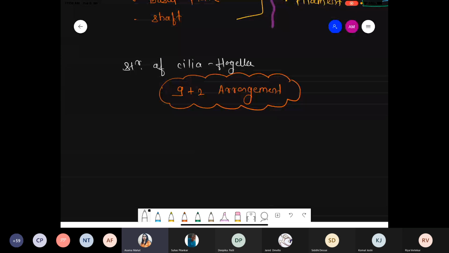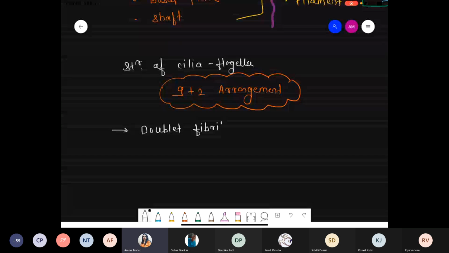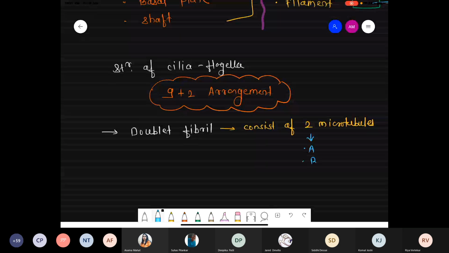Now at this point, we are talking about the presence of a doublet fibril. In case of the centriole, we discussed the triplet fibril. What is present here? The doublet fibril. So now doublet fibrils are present, and each doublet fibril consists of two microtubules, that is microtubule A and the other one, microtubule B.